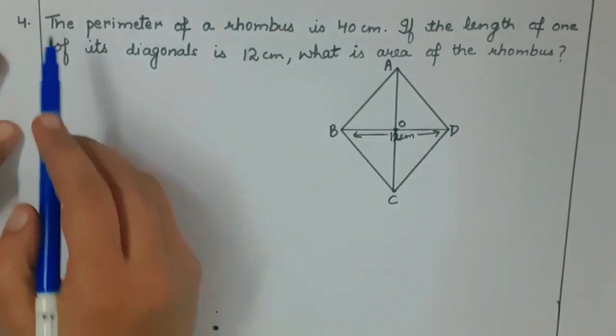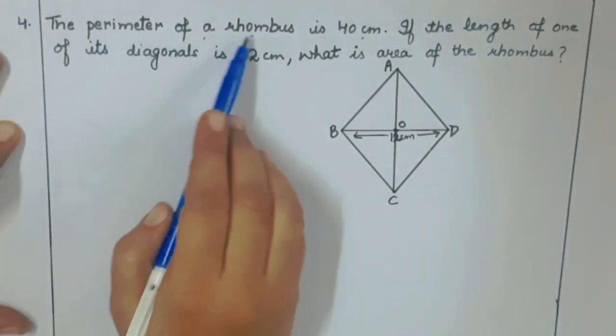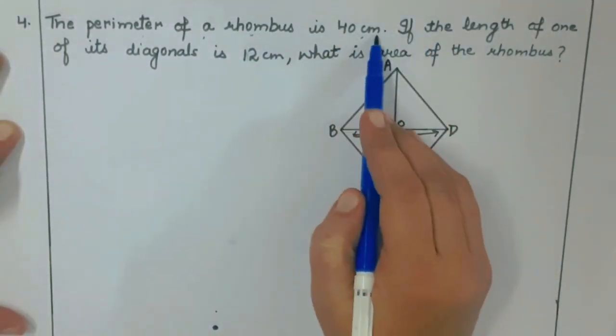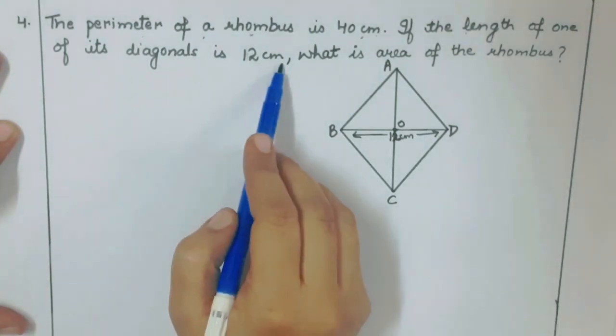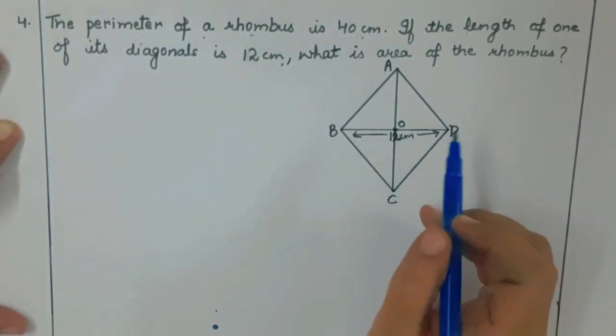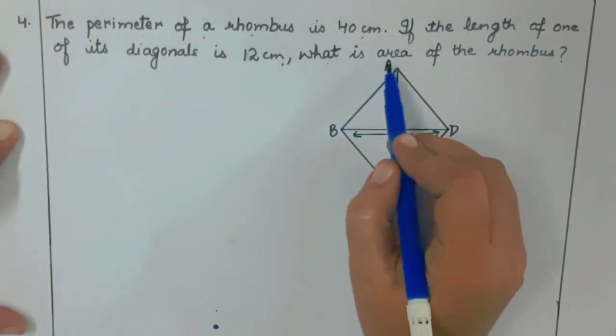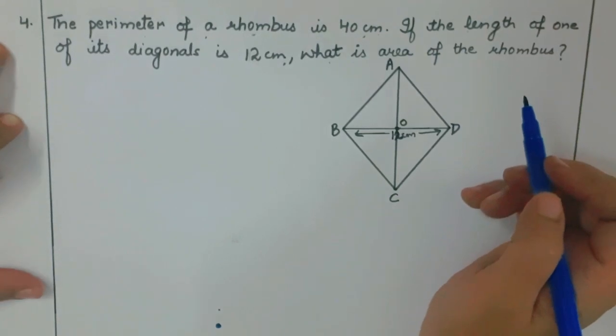Now look at the fourth question. The perimeter of a rhombus is 40 centimeter. If the length of one of its diagonals is 12 centimeter, we have to find the area of the rhombus.